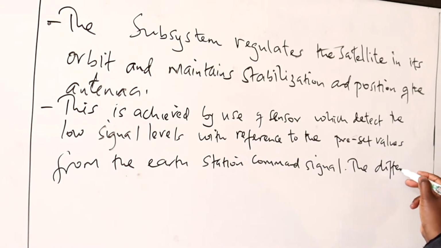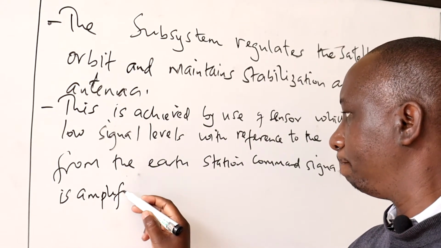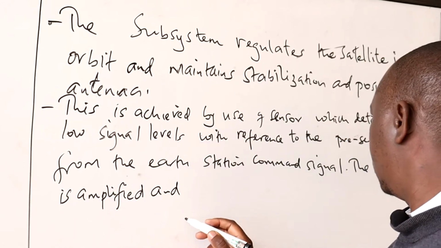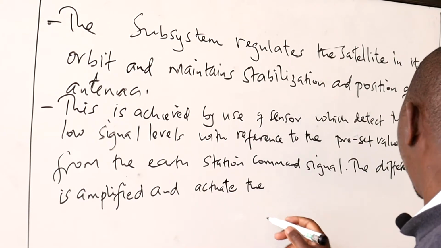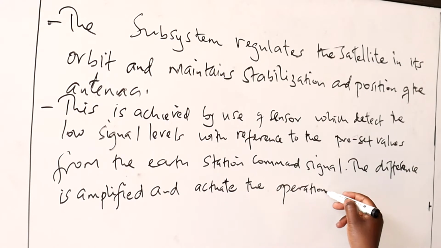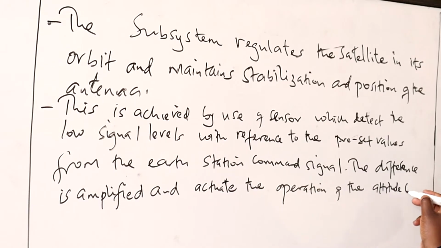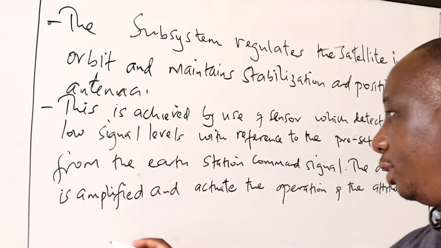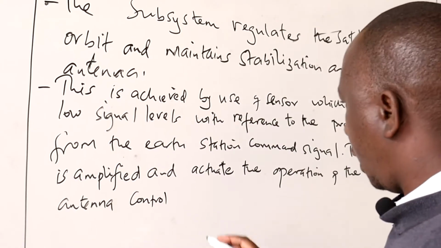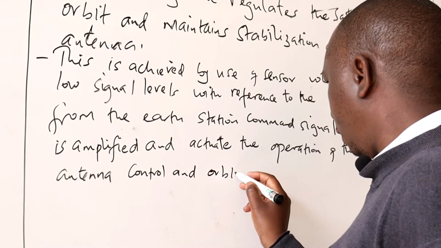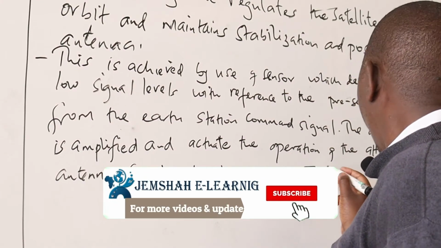The difference is amplified and actuates the operation of the attitude control, the antenna control, and the orbit control circuits.